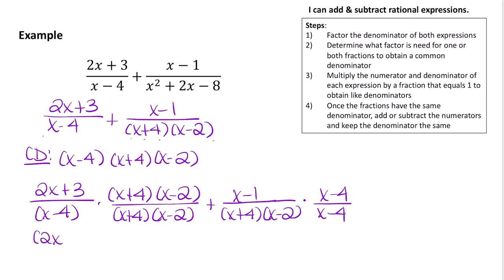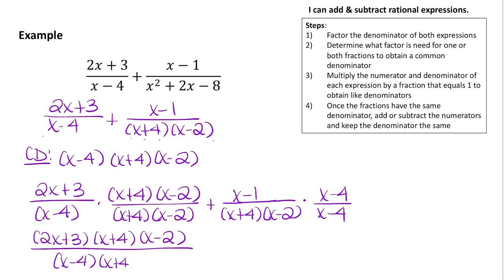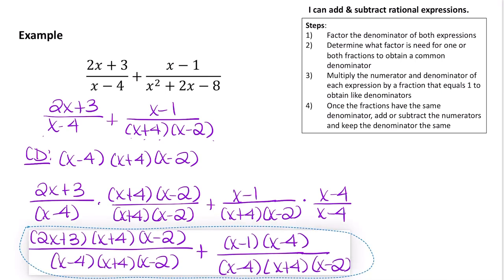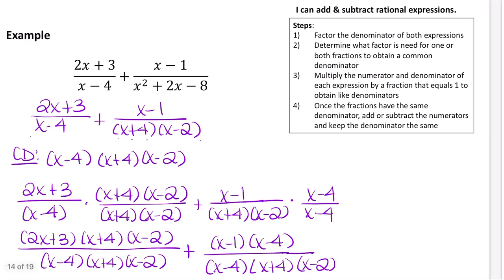So we have 2x plus 3 times x plus 4 times x minus 2, and that's going to be over x minus 4 times x plus 4 times x minus 2, right? Our common denominator. And then plus, I have x minus 1 times x minus 4 over, once again, our common denominator, x minus 4 times x plus 4 times x minus 2. Okay, so now I'm going to go ahead and just multiply a bunch of binomials, and then I'm going to simplify wherever possible. Okay, so I'm going to go over to the next slide.